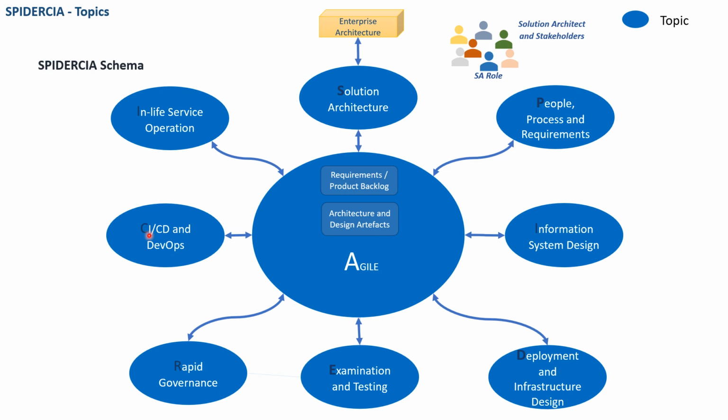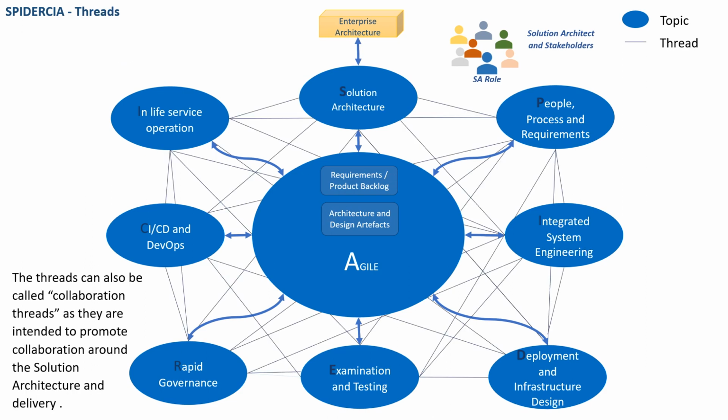CI/CD and DevOps addresses the automation of the solution using continuous integration, continuous deployment, and the quite well established DevOps framework. And then how do we operate this solution in life? And in the middle here, we've got the requirements backlog and the actual artifacts that are coming out of the solution architecture activities. So that's the topics. Then the threads link the topics.